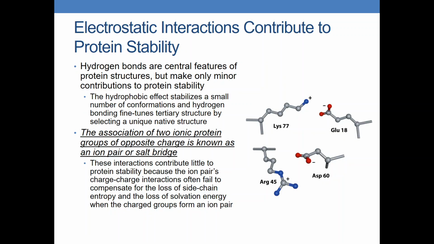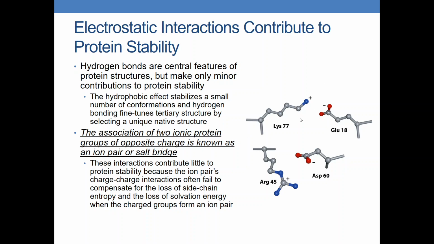The next most important non-covalent interaction to contribute to protein stability are electrostatic interactions. Now, as I'm talking here, I want to make it very clear that in this context, what I'm actually talking about are hydrogen bonds. So in most cases, when we talk about electrostatic interactions in proteins, what you're actually talking about are hydrogen bonds between charged amino acid side chains.